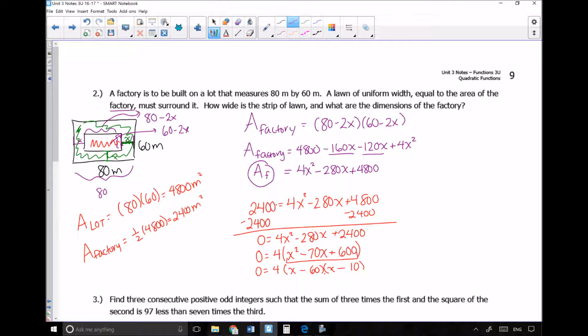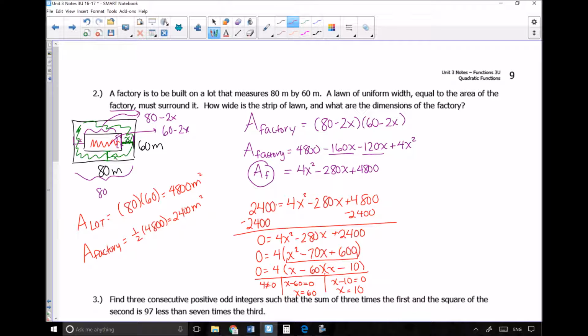Okay, so then once I've done that, I'm going to set each part equal to 0. So 4 equals 0, but that's not possible, so I'm not even going to worry about that one. I'm going to say x minus 60 equals 0, so therefore x is 60. And here I'm going to say x minus 10 equals 0, so therefore x equals 10. So my two possibilities for x are 60 and 10.